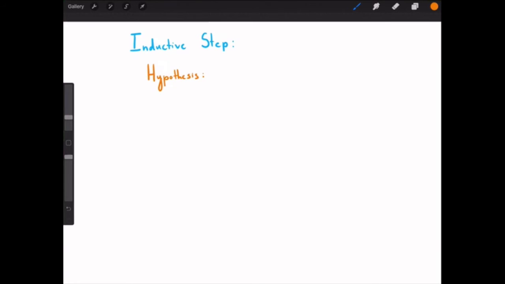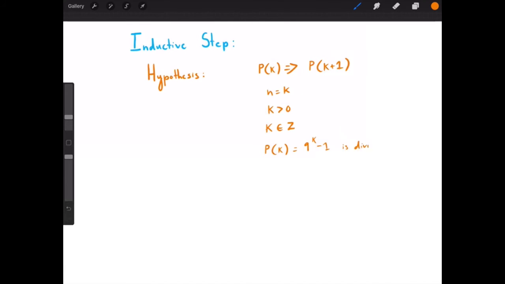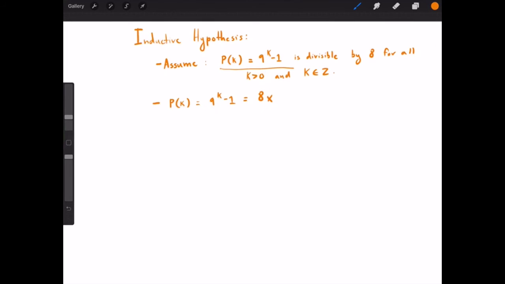With the base case out of the way, we will now formulate an inductive hypothesis that will help us prove that P of k implies P of k plus 1. As we're working in weak induction, we are going to assume the following. n is equal to k, in which the same restrictions apply. k is greater than 0, and k exists in integers, and also P of k is equal to 9 to the k minus 1, which is divisible by 8. Based on our assumption that 9 to the k minus 1 is divisible by 8, we can set P of k equal to 9 to the k minus 1 equal to some arbitrary integer x multiplied by 8. This is because if 9 to the k minus 1 is divisible by 8, it must be equal to some integer multiplied by 8.